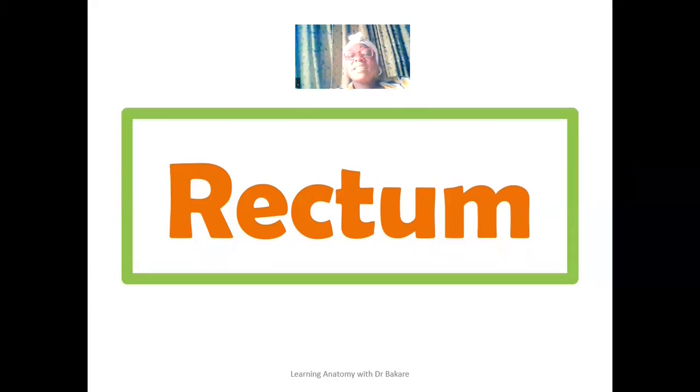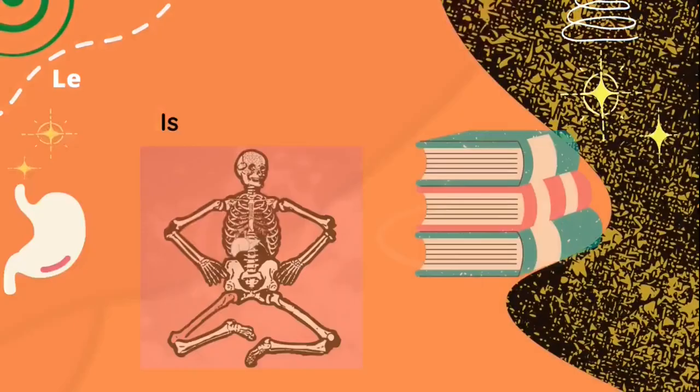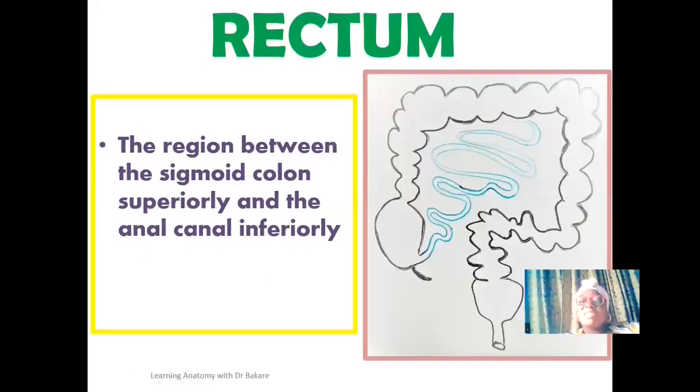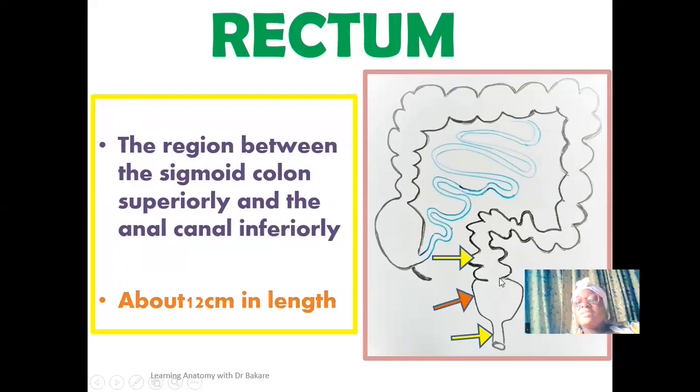In this lecture, we'll be looking at the rectum. The rectum is the region of the gastrointestinal tract that is located between the sigmoid colon superiorly and the anal canal inferiorly. This is the sigmoid colon here, arrowed in yellow, and inferiorly we have the anal canal that is also arrowed here in yellow. In between these two structures is where we have the rectum, and this is the rectum. The rectum is about 12 centimeters in length.